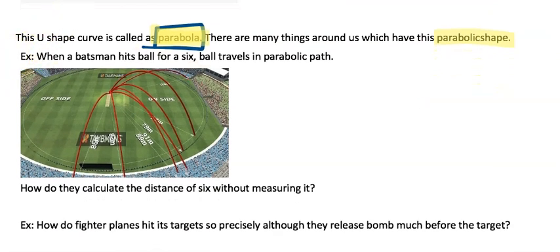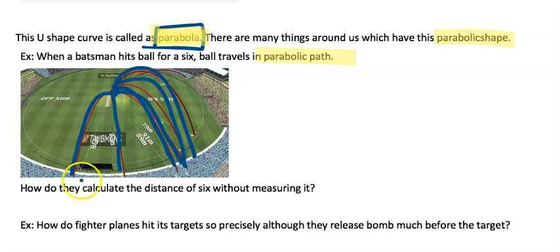Now let's take another example. When a batsman hits a ball for a six, the ball travels in a parabolic shape. As you can see, a batsman first hits a ball like this, then like this, then like this. So all these are parabolic shapes.